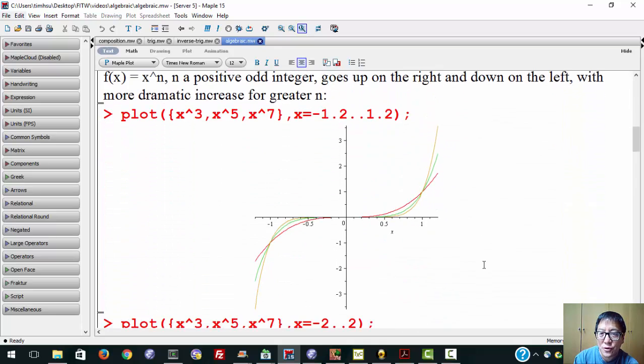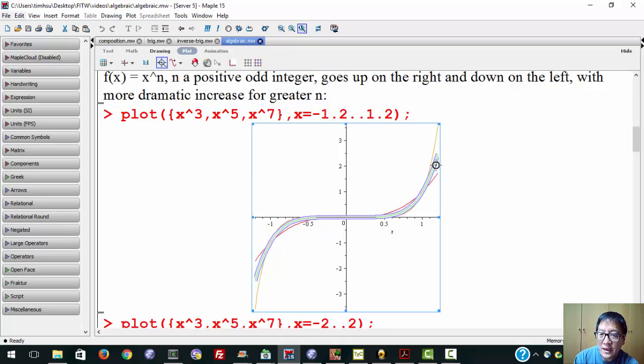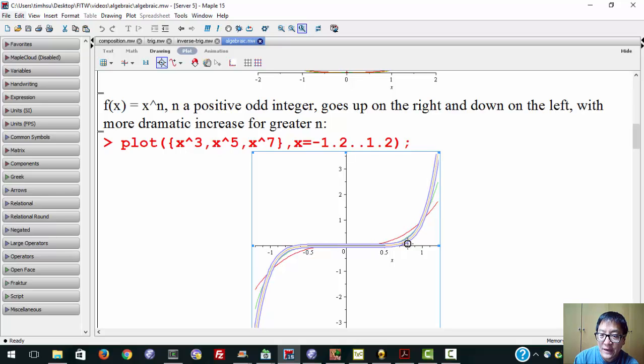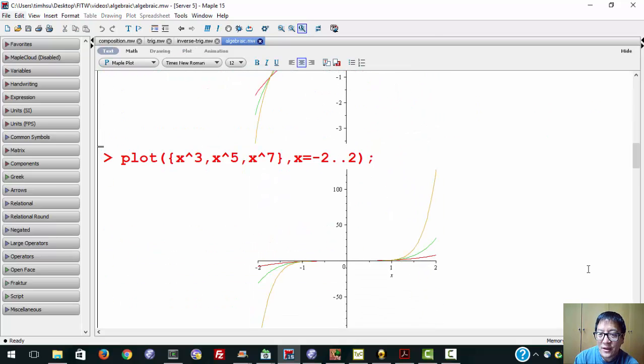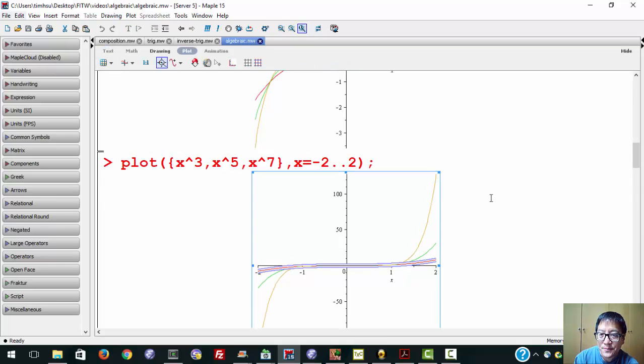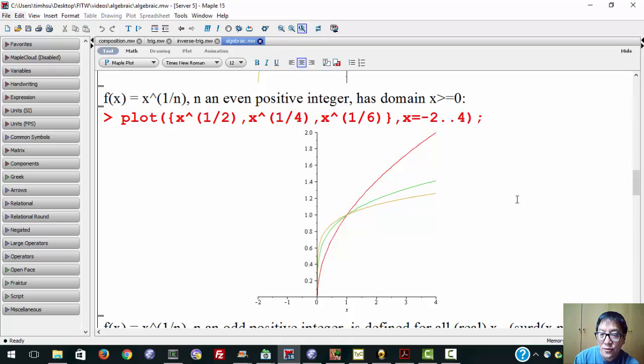When n is an odd positive integer, you look at the corresponding power function as a graph that goes up on the right and down on the left. So here's x cubed, x to the 5th, x to the 7th, and as you can see, as your exponent increases, you get a more dramatic increase for greater n. Over here you can see that for small values of x, x cubed is greater than x to the 7th. But for any reasonably large values of x, x to the 7th is way bigger than x cubed.